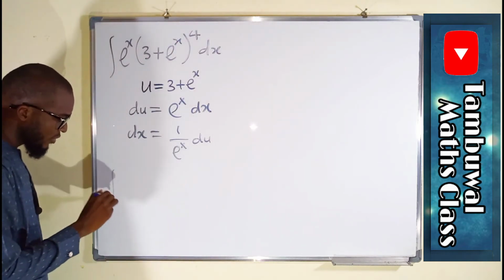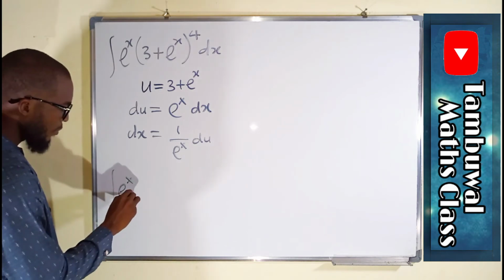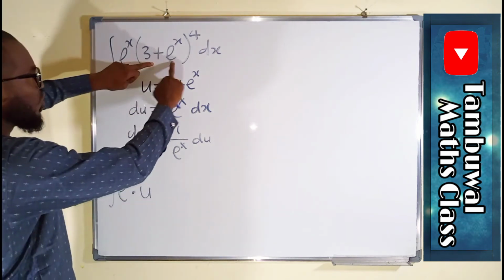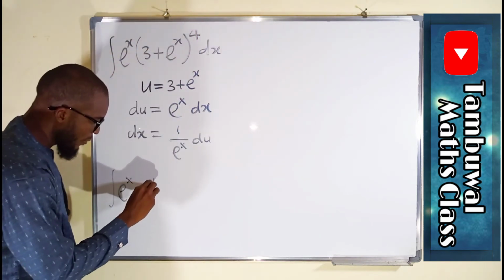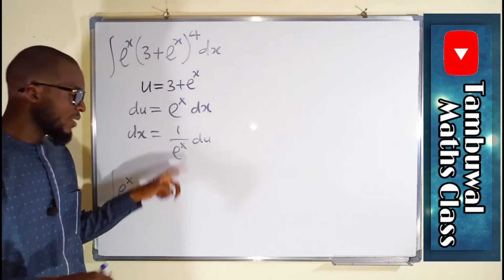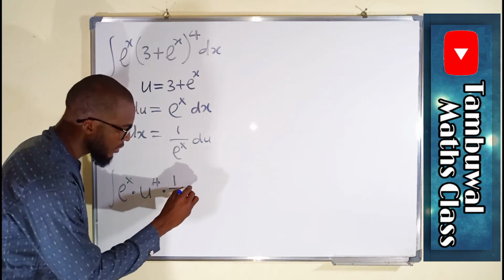This becomes the integral of e to the x multiplied by u, because we have let this be equal to u, but this u is raised to the power of 4. So we have u to the power of 4. Then dx, which is exactly the same thing as 1 over e to the x du.